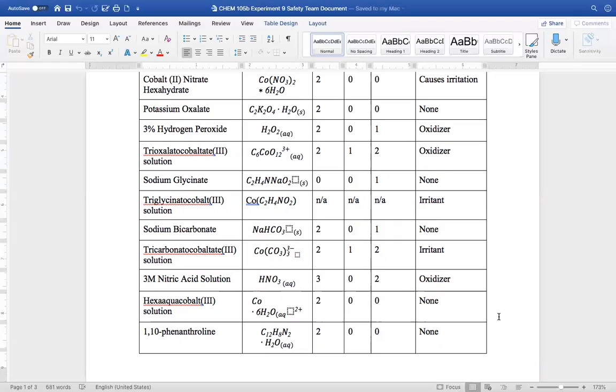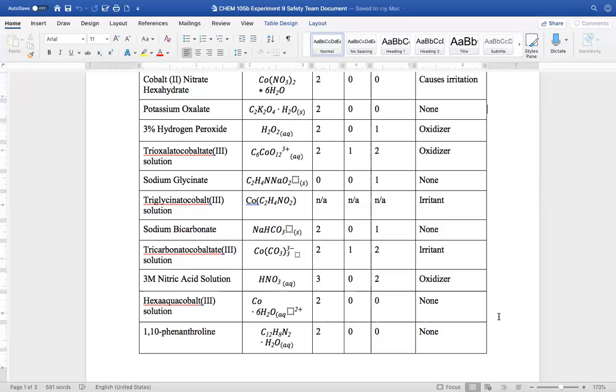also an oxidizer. Next is sodium glycinate with a formula of C2H4NaO2, health of 0, reactivity of 0, or fire of 0 and reactivity of 1, rather, and it has no special hazards. Next is triglycinate cobalt with a formula of Co(C2H4NO2) with no health, fire, or reactivity special hazards, though it is an irritant. Next is sodium bicarbonate with the formula of NaHCO3. It has a health of 2, fire of 0, reactivity of 1 with no special hazards.